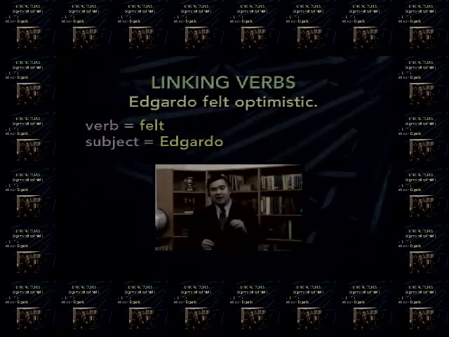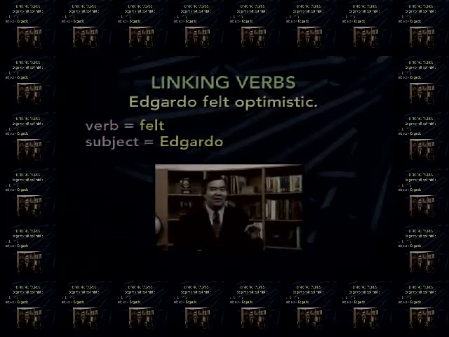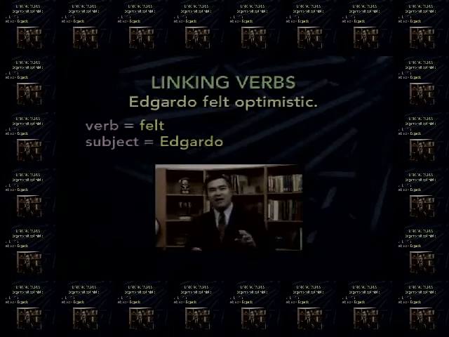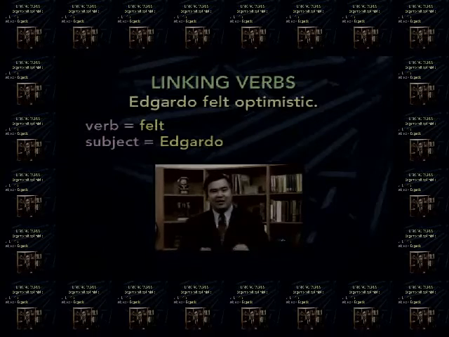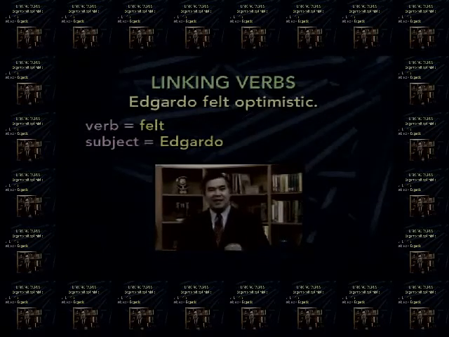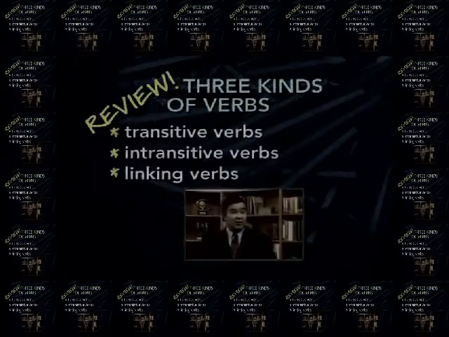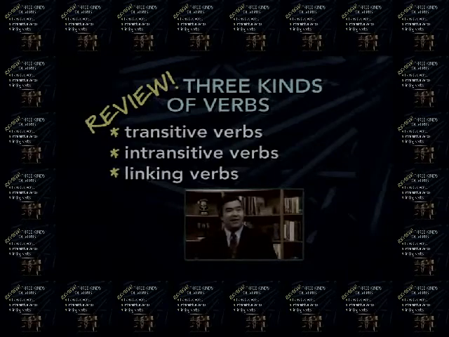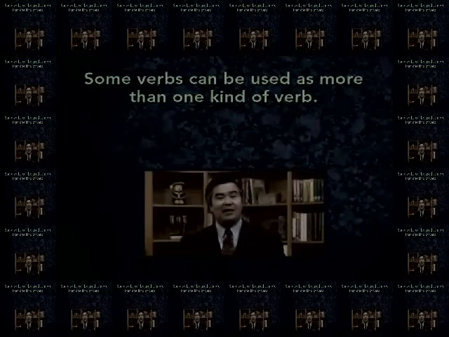So in this sentence, felt is being used as a linking verb, and what comes before and after the linking verb, those two things are being equated or being made to appear the same. Edgardo and optimistic go together. And that's why felt is considered a linking verb in this sentence. These then are the three kinds of verbs: transitive verbs, intransitive verbs, and linking verbs. And as you'll see in a moment, it's important to understand the difference in order to understand how sentence complements are used. Notice that some verbs can be used as more than one kind of verb.